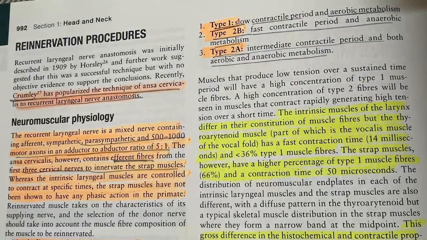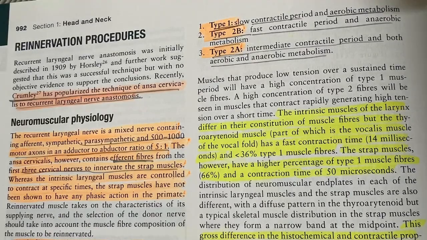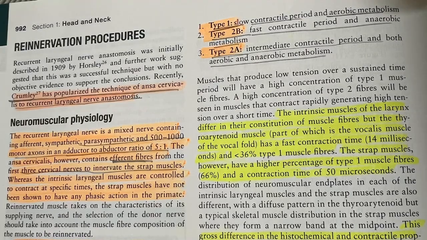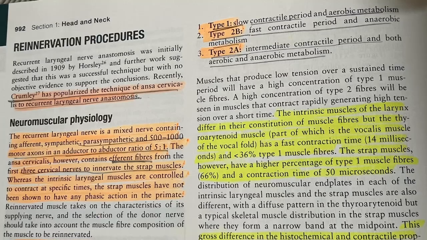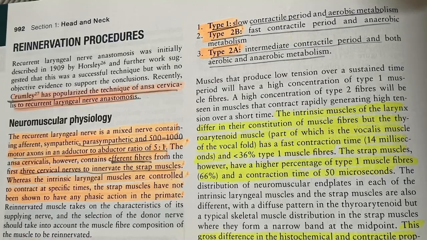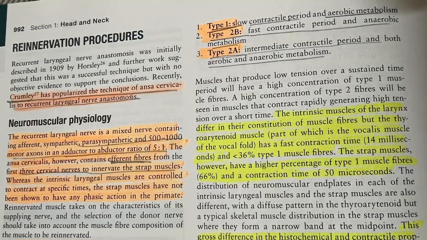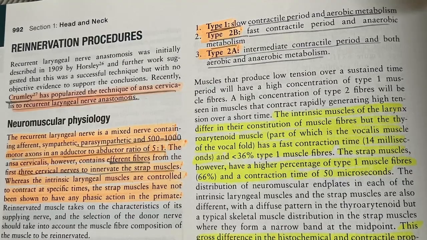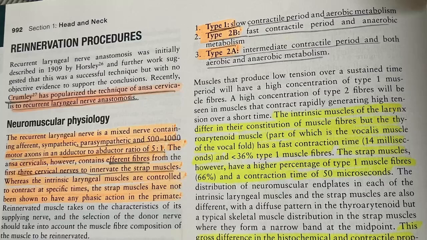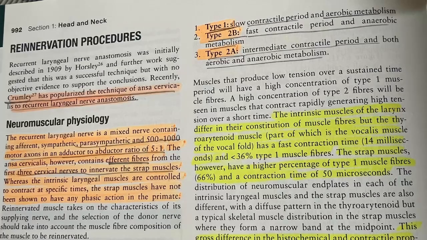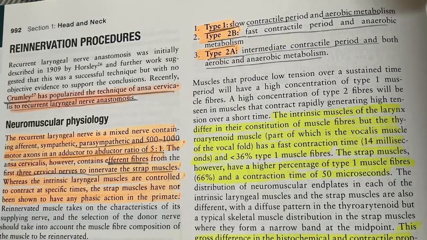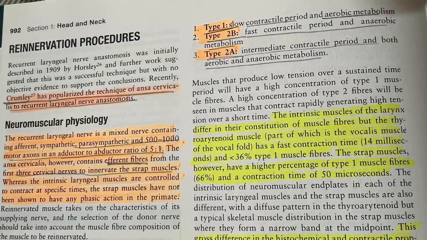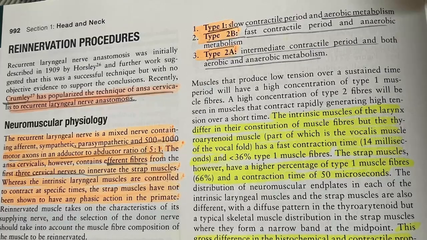Muscle fibers are divided into three types based on histochemical or contractile property. Type 1 is slow contractile period with aerobic metabolism. Type 2A is intermediate contractile period with both aerobic and anaerobic metabolism. Type 2B is the fast contractile period with anaerobic metabolism.